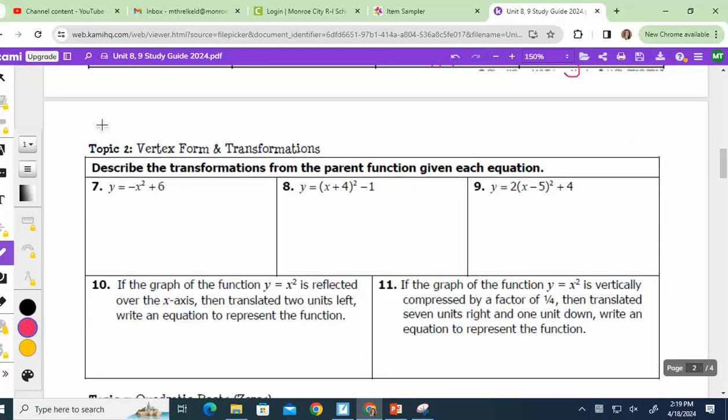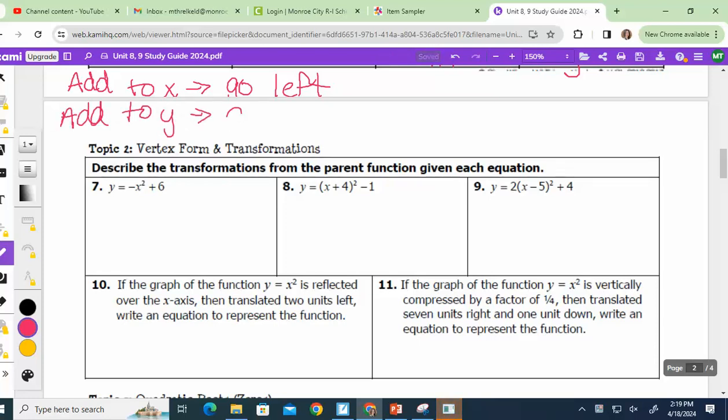We are telling transformations. So remember, all of our different transformations. The trick I told you is if you add to x, it goes to the left. So if you subtract from your x, it will go to the right. If you add to y, it goes up. If you subtract from the y, it goes down. A negative in front, what does that do? Flip it.